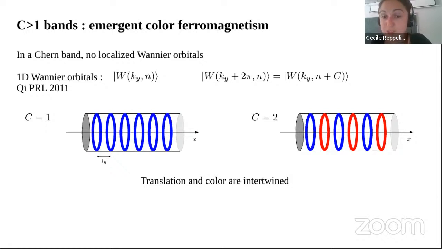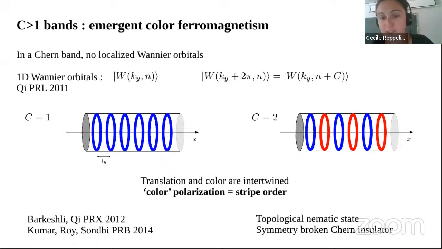Okay, but translation and color are intertwined in these systems, as is clear from this relationship. So this type of color symmetry breaking is going to correspond to a nematic symmetry breaking. It's going to break rotational symmetry. So you expect a stripe order. This was quite well explored in these papers, and is sometimes called a topological nematic state, other times called a symmetry broken Chern insulator.